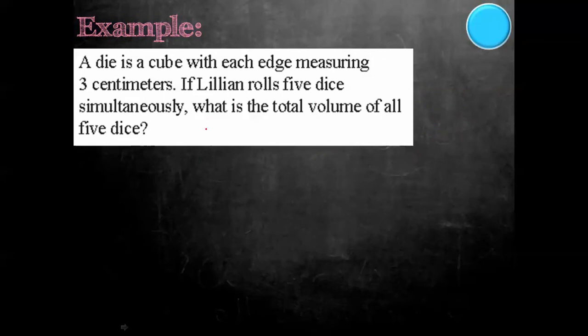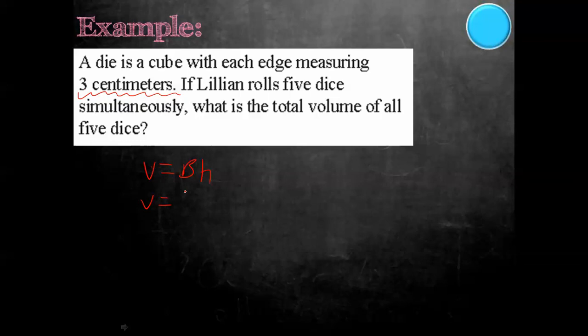Okay, the last one says a die is a cube with each edge measuring 3 centimeters. If Lillian rolls 5 dice simultaneously, what is the total volume of all 5 dice? Well, we want to find the volume of one of the die first. Area of the base is side times side. Remember, a square is all the same, or a cube is all the same.